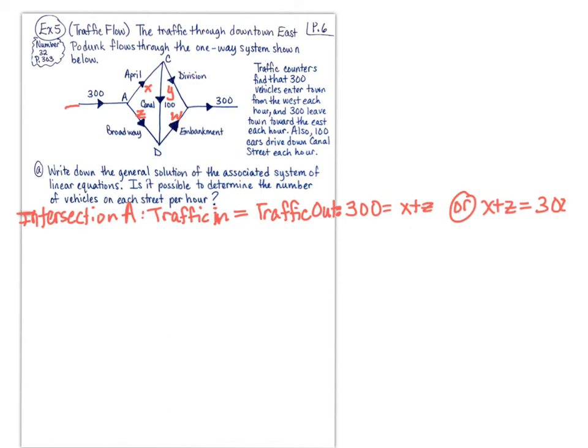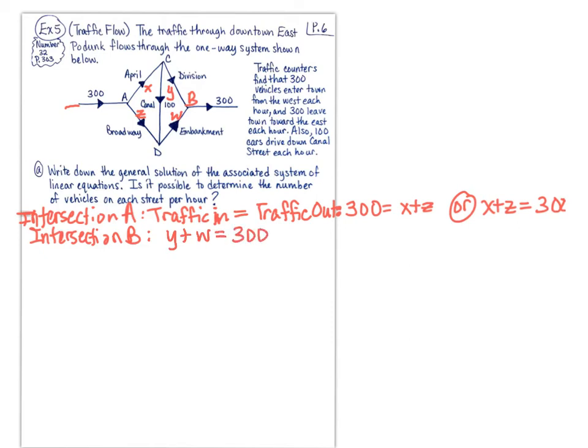Now let's talk about what happens at intersection B. This is intersection B here. At intersection B, traffic in is the same thing as traffic out. So we have Y plus W equal to 300, because traffic in is traffic out.